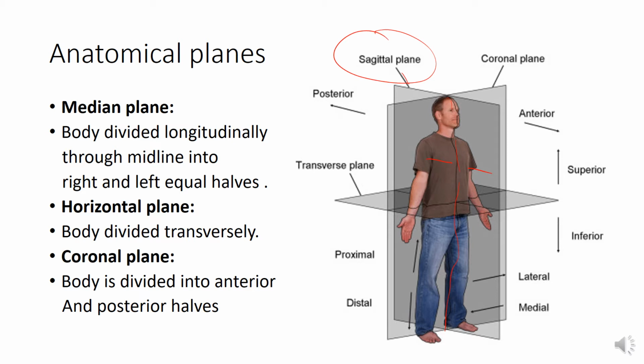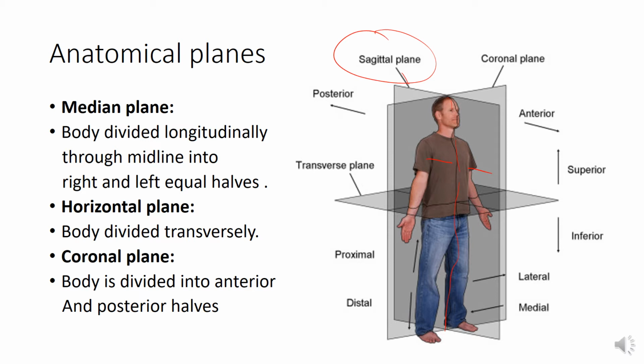Now the coronal plane: any vertical side-to-side plane at right angles to the median plane is called the coronal plane. This is also known as the frontal plane, and this divides the body into anterior and posterior halves.